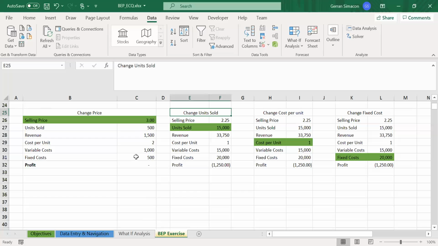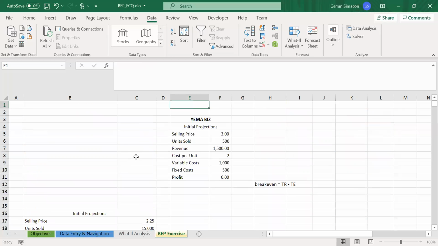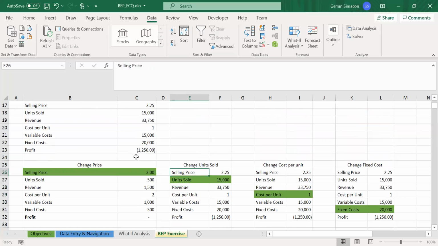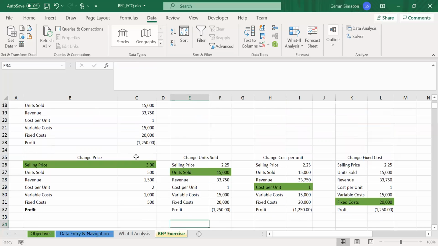Okay, so now change the units sold. It is the same as before, right? It is similar to the one above. This is the break-even point by the number of units to be sold. Right? So let me go back.